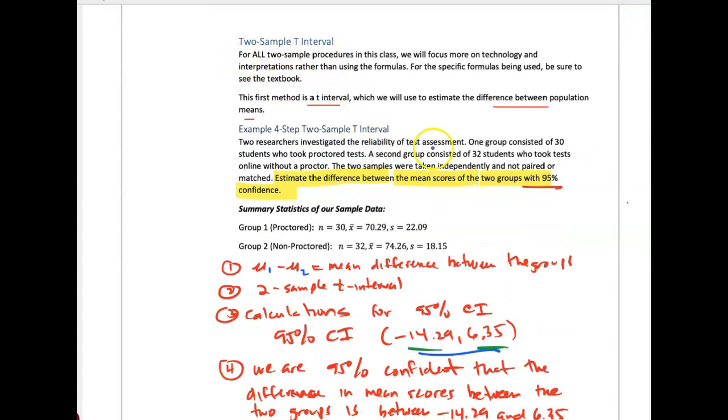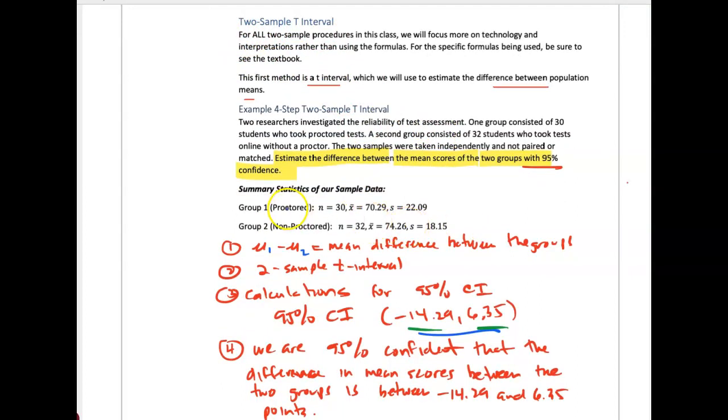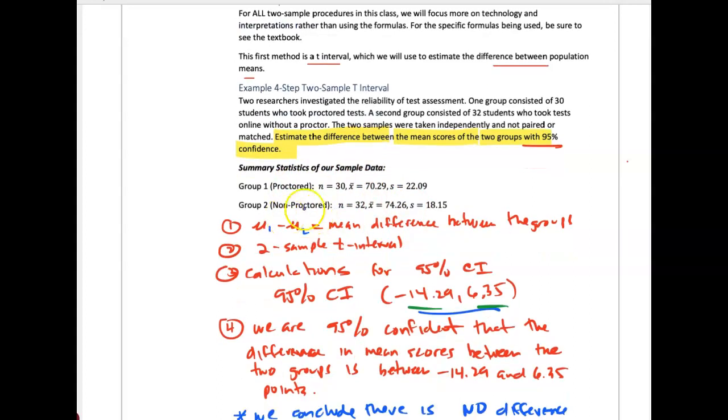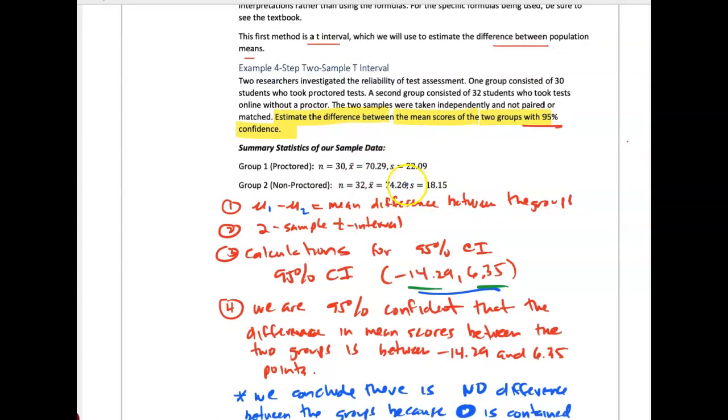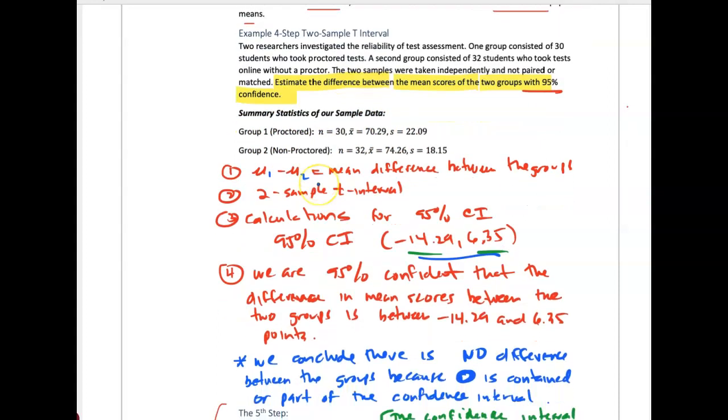We look at a two sample T interval, because we're going to be comparing two means. We have two groups, people who took tests who were proctored and those who were left unproctored, and you're comparing those means. We want to check to see if those mean differences are actually different. Based on the standard deviations, are the population means different? Can we say all proctored students would be different than non-proctored students?